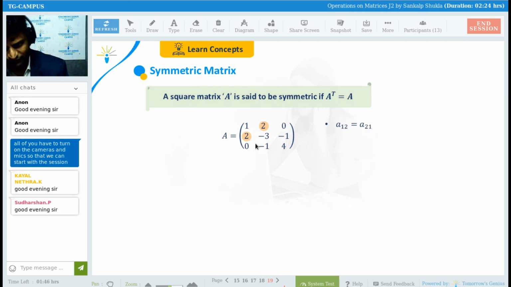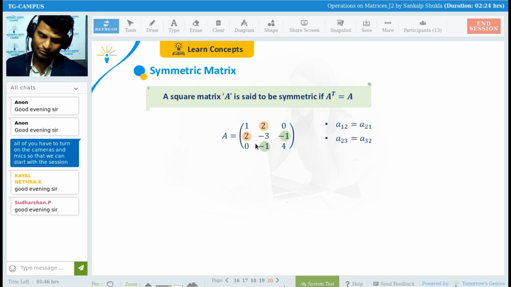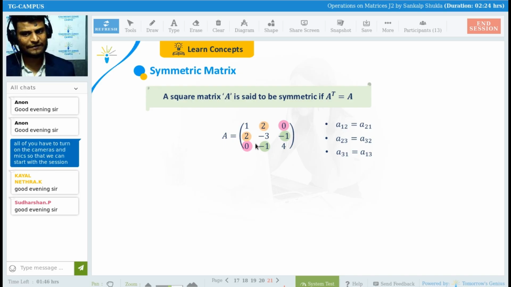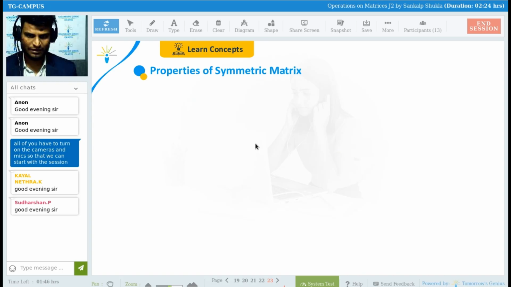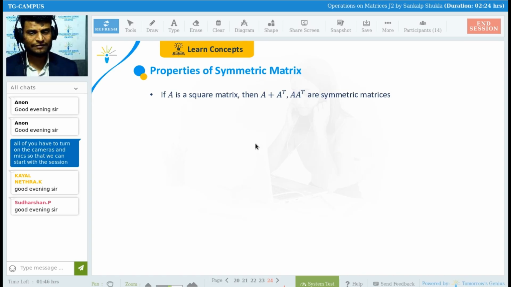So we have shown it in this slide also. Just look at the highlighted elements. A12 is equal to A21, you can see that 2 is 2. And then A23 is equal to A32. Then A13 is equal to A31, 0 and 0. So therefore A is symmetric. Yes or no? Yes. So what are the properties of a symmetric matrix?